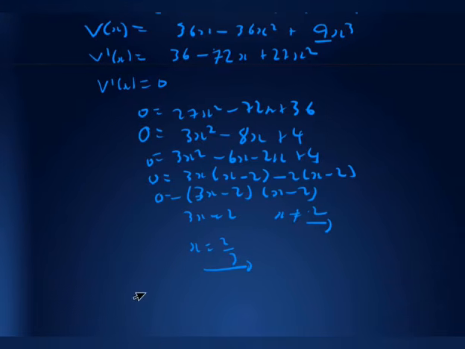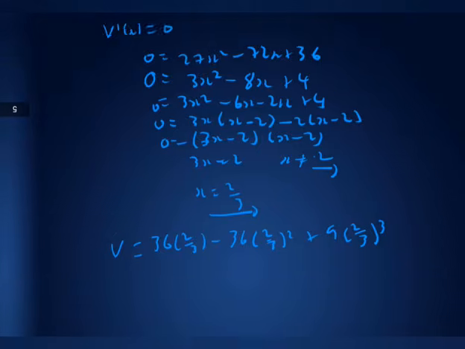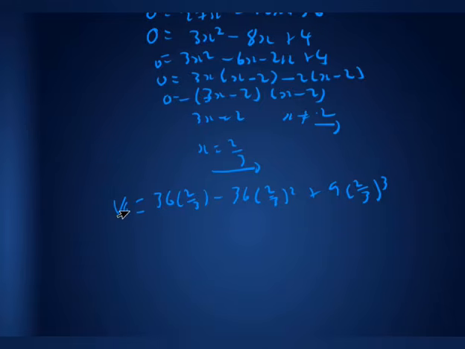So we're going to type in the calculator, we're going to say 36 into 2 over 3 minus 36, and then we're going to have 2 over 3 squared, and then we're going to have 9, and then we're going to have 2 over 3. So this is what we have. So let's just find out what that will give us in the calculator. So this is the volume in terms of x, right? So volume at x. So let's find out what it will give us.